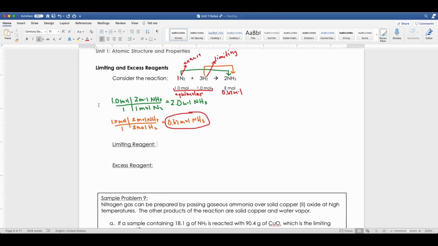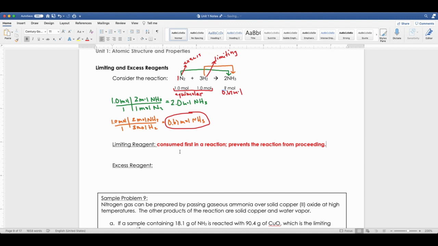So let's go ahead and identify these. Hydrogen is your limiting reagent because it's totally consumed. It's consumed first in a reaction, and this prevents the reaction from proceeding or continuing.